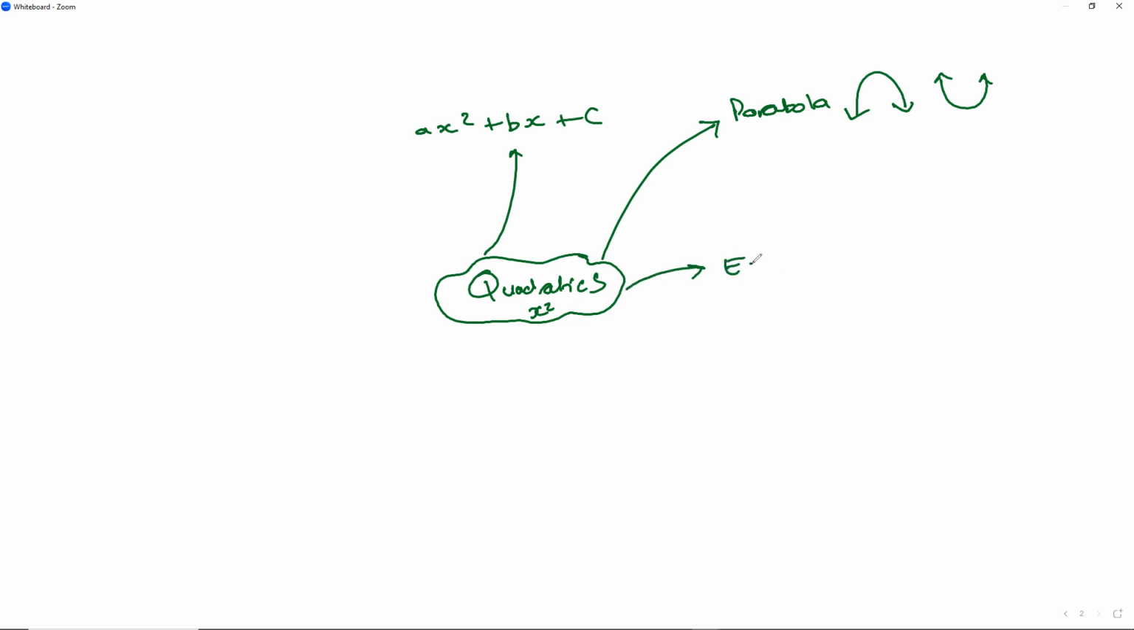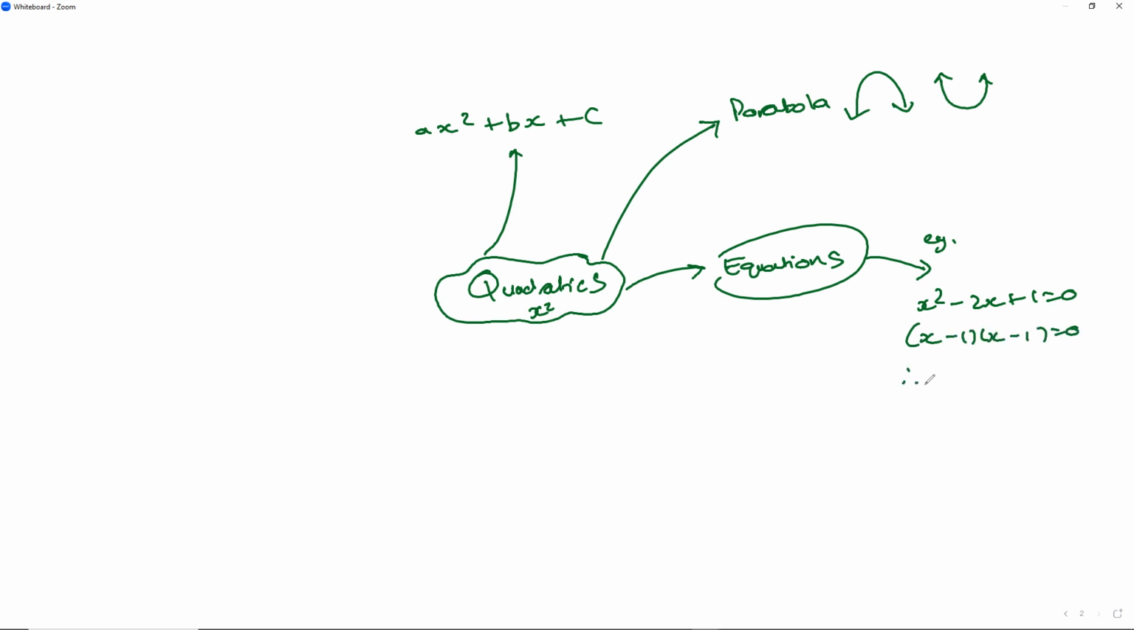Then you get quadratic equations. And with quadratic equations, you can get the type where you have it in a form which you can factorize. So for example, let's suppose I've got x squared minus 2x plus 1 equals 0. This is x minus 1, squared, equals 0. So therefore, x equals 1 or x equals 1 for each of those. And that's when you can factorize it.